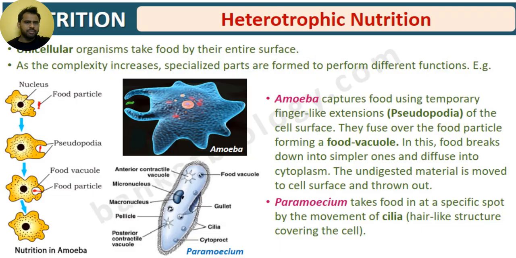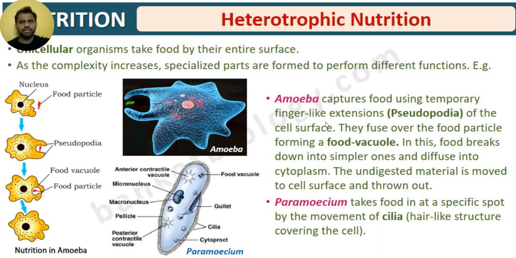Unicellular organisms take food by their entire surface. As the complexity increases, specialized parts are formed to perform different functions. Now let us take the example of amoeba. This is important. It can be asked in exam. Amoeba being a unicellular organism, how is it taking food?